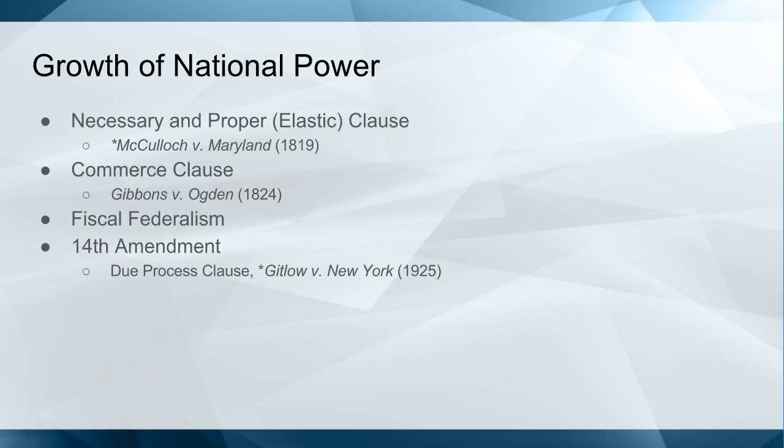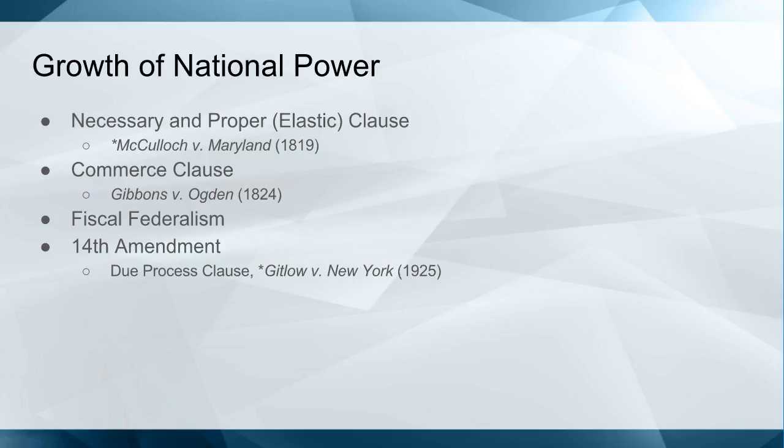Selective incorporation is the process of applying parts of the Bill of Rights to the states on a case-by-case basis. This has increased the power of the national government because now the national government has the authority to determine the minimum protection that states will give their citizens.